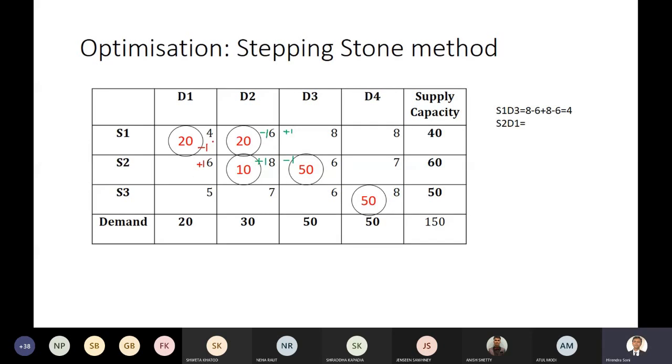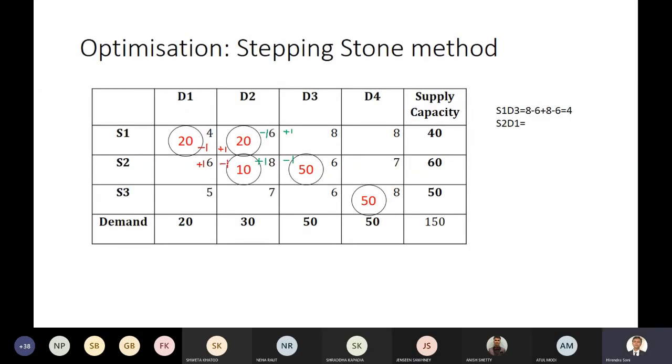Now, since I have reduced from here, this supply constraint will change. It will become 39. So I will have to add in another allocated cell. So in a loop you always move from one allocated cell to another allocated cell only, and you will move horizontally or vertically only. Fine. Now if I add 1 here, automatically my demand constraint gets imbalanced. So this 30 becomes 31. So to manage this, I will subtract from here.